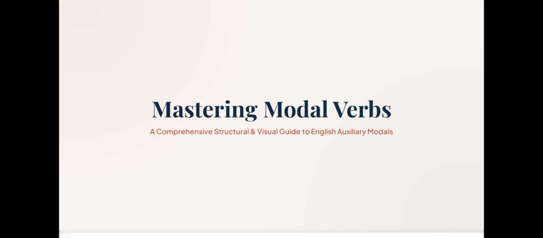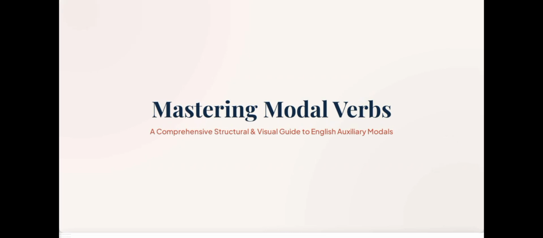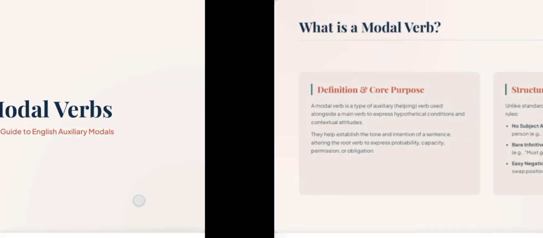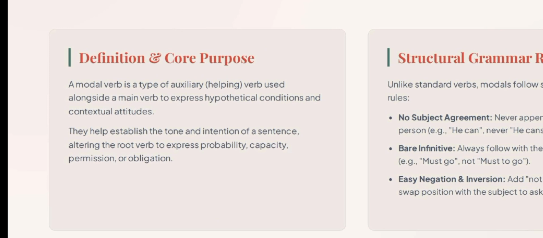Today we will learn about the modal verbs. Okay, now first of all, tell me what are modal verbs. Modal verbs are a type of auxiliary verbs used alongside a main verb to express hypothetical conditions and contextual attitudes. Modal verbs are helping verbs that express ability, possibility, permission, obligation, advice, or necessity.